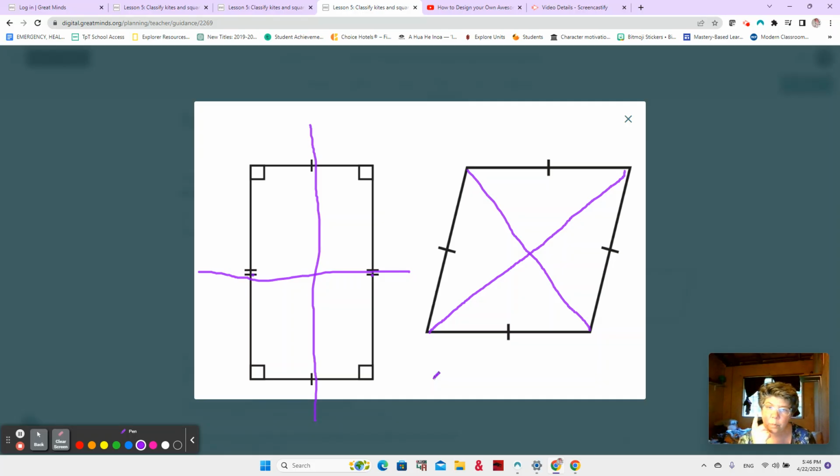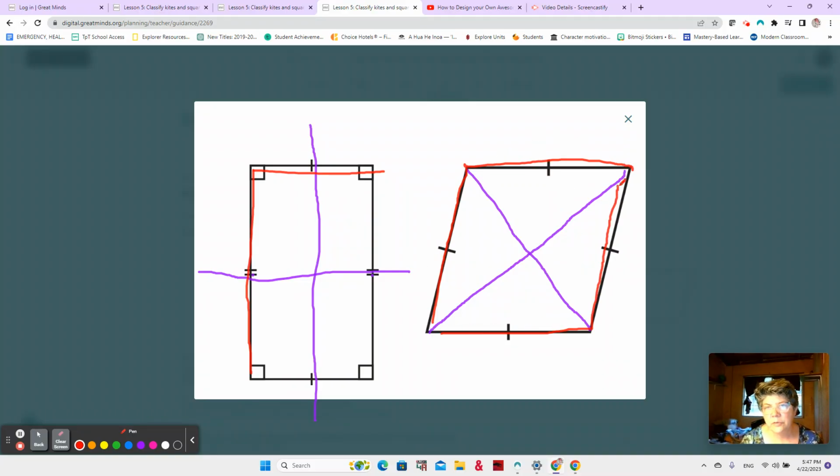Okay, now, are either of these polygons kites? Do either of them have at least two pairs of adjacent sides that are the same length and one line of symmetry through a diagonal? Okay, so our rectangle cannot be a kite because this side is next door to this side, and they are not equal to each other, right? But here we see this side is adjacent to this side, and they are equal to each other.